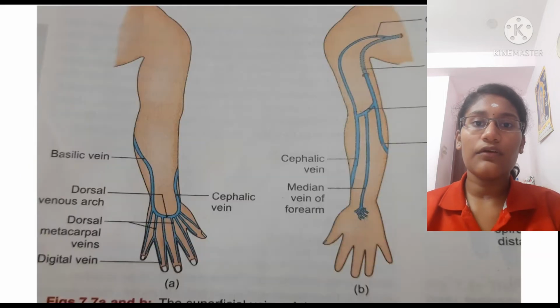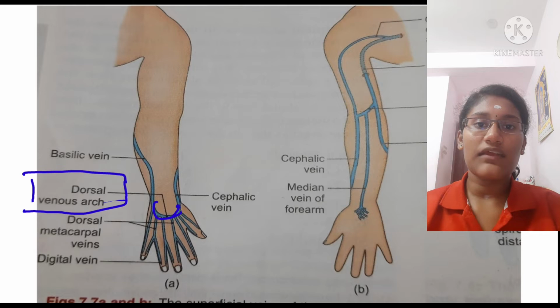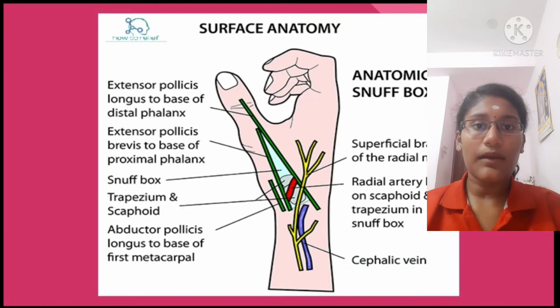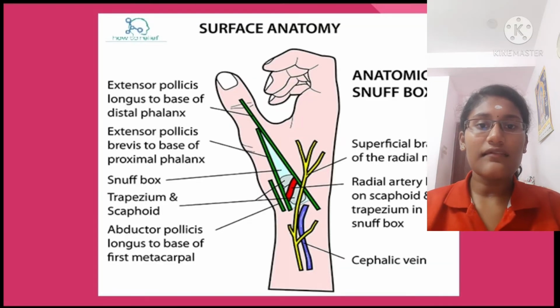Now let's go to the origin of the cephalic vein. The cephalic vein originates from the lateral end of the dorsal venous arch. So as you can see in this picture, this is the dorsal venous arch and the cephalic vein originates from the lateral end of the dorsal venous arch. And then the cephalic vein passes through the anatomical snuff box.